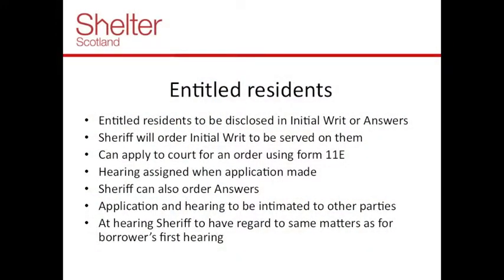Now, the Act introduces the concept of entitled residence. You may have a client who is, for example, married to the borrower, but they're not a party to the action.